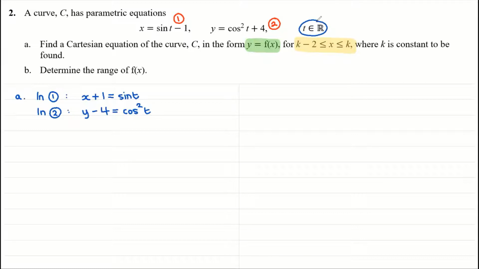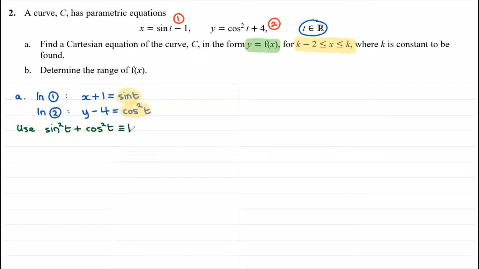Now, when we are finding our Cartesian equation, once again, we look at what we've got here. We've got sin t as a subject here. We've got cos² t as a subject there. We need an identity that links sine and cosine together and nothing else. We're going to use exactly the same identity as example 1. So we're going to use sin² t + cos² t ≡ 1. And now we can make the substitutions and set up our Cartesian equation.